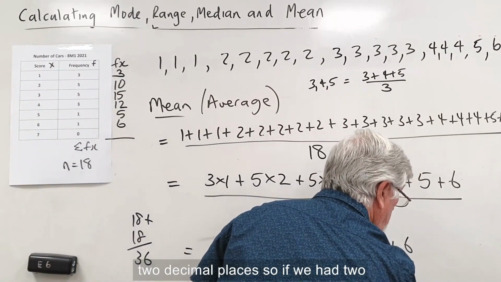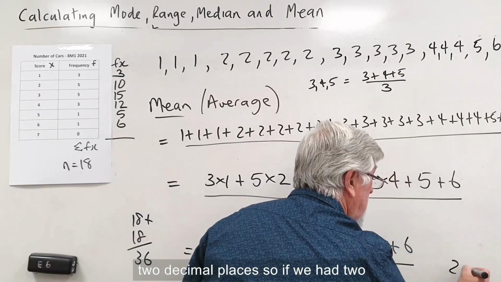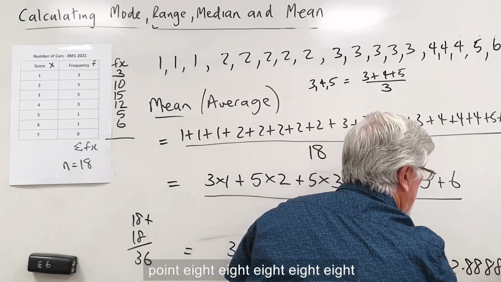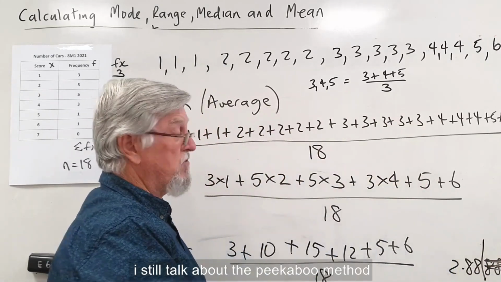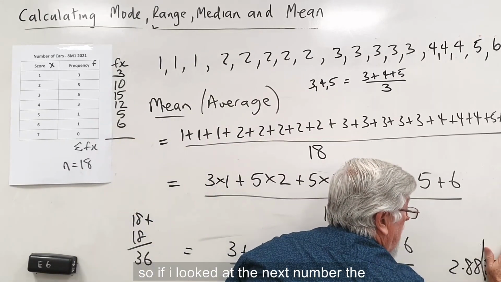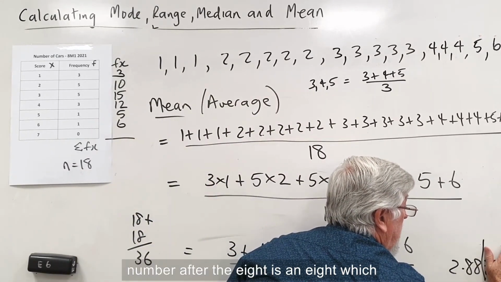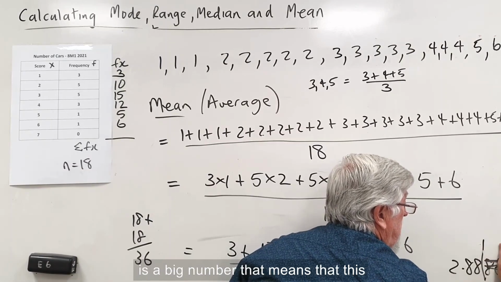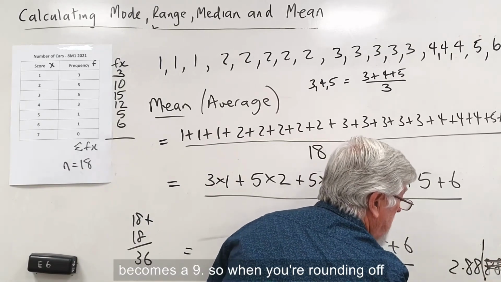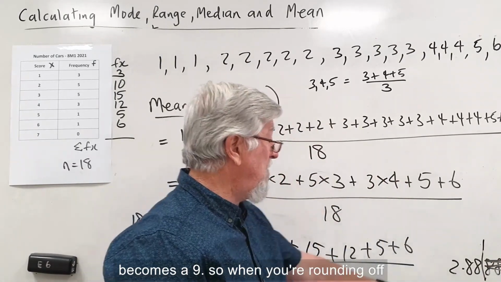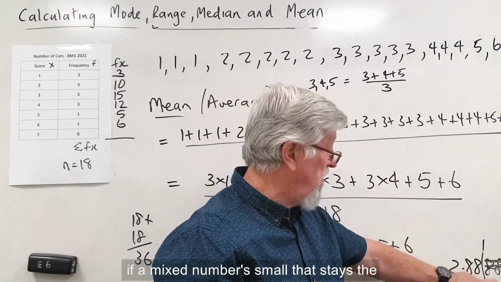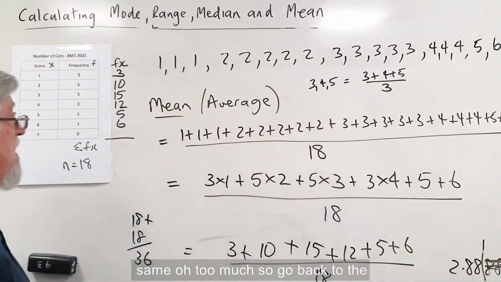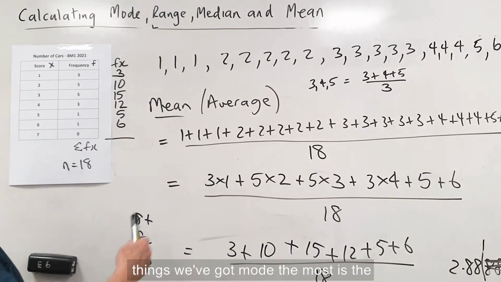So if you wanted to write 2 decimal places, so if we had 2.88888, if I chop it off there and I don't use those, I still talk about the peekaboo method. So if I look at the next number, the number after the 8 is an 8, which is a big number. That means that this becomes a 9. So when you're rounding off, if the next number's big, this goes up. If the next number's small, that stays the same. Oh, too much. So go back to the things we've got.